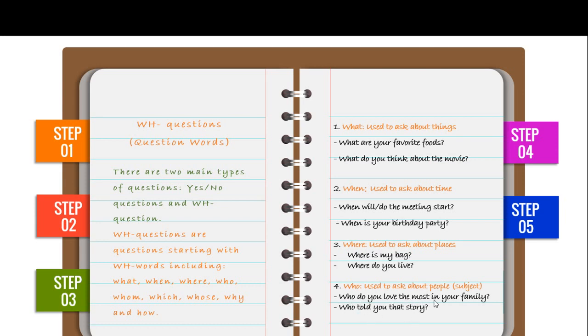Who do you love the most in your family? So it's asking about the people, but the people is acting as the subject, not the object. Okay, maybe I'll explain this more next time. For next, who told you that story?